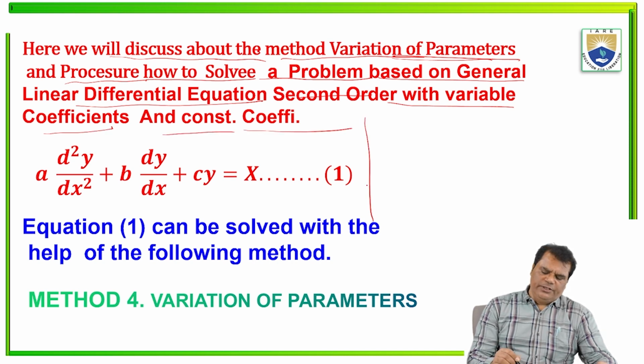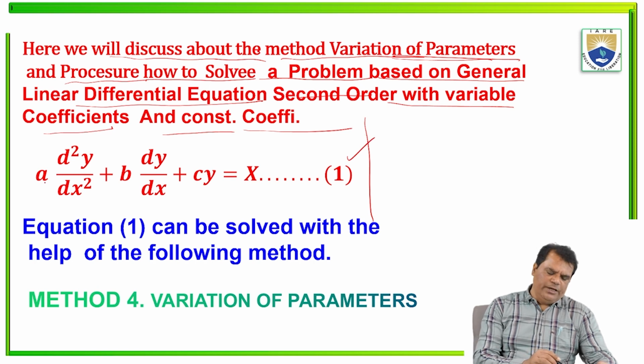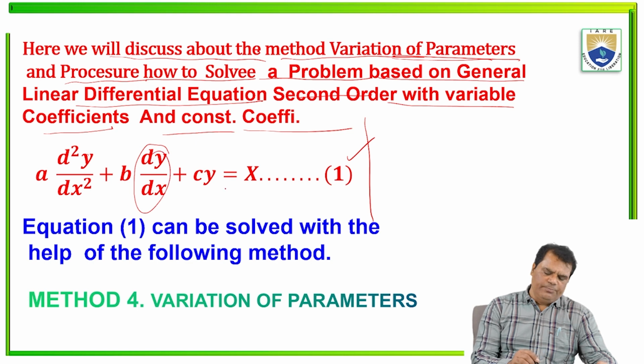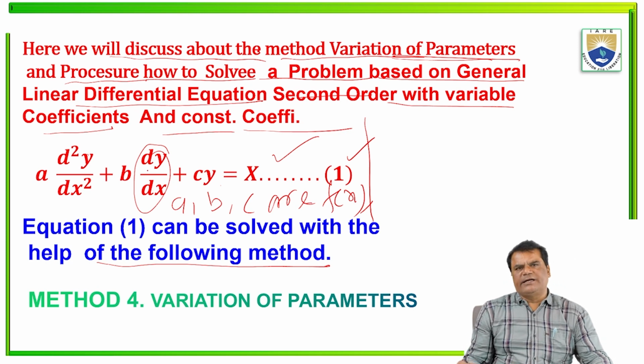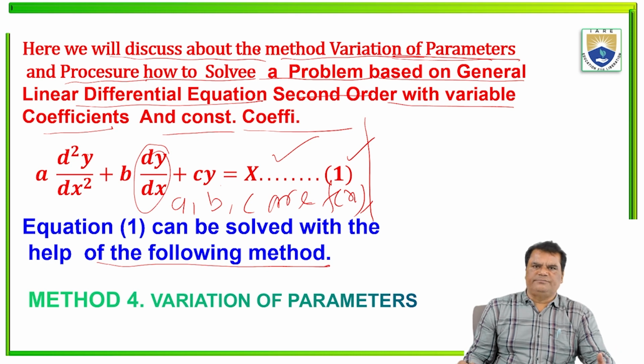So here, equation 1: a d2y over dx2 plus b dy over dx plus cy equals X. Here a, b, c are functions of x. Equation 1 can be solved with the help of the following method. If a, b, c are functions of x, then equation 1 is known as a linear differential equation of second order with variable coefficient.